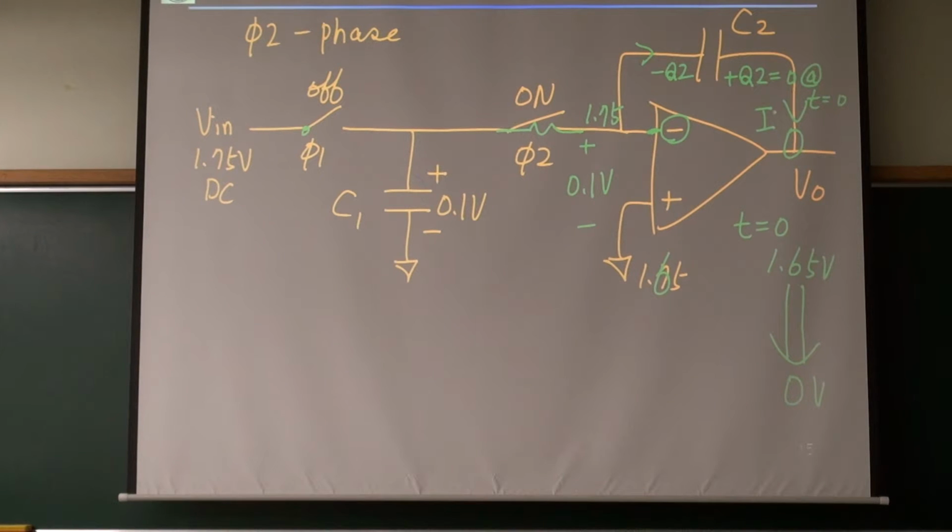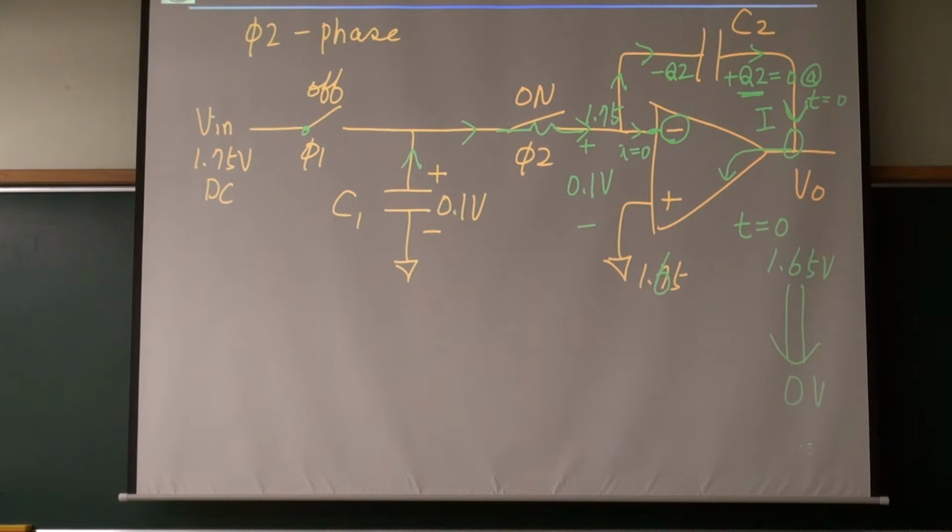I need a current to change the capacitor voltage, right? To change the capacitor voltage, I need to change this Q2 value. So where does this current flow? It will not flow through this op-amp, and this current will not flow through this op-amp. This current is still 0. So it should flow through here, here, here.